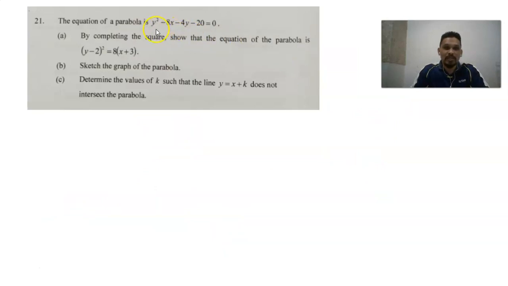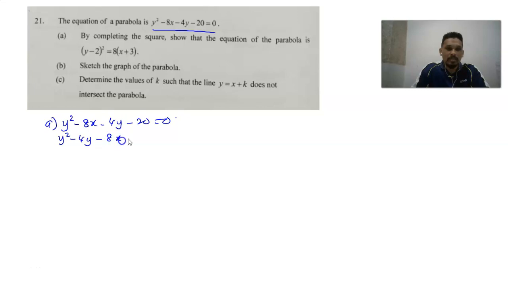Okay, now the equation of a parabola. Look at this one here. In the equation there is only one variable, which is y, with the highest degree of 2, while the highest degree of x is 1. By completing the square, show the equation of the parabola: y squared minus 8x minus 4y minus 20 equals 0. Y squared minus 4y minus 8x minus 20 equals 0 then.